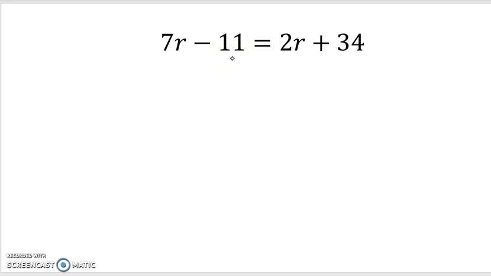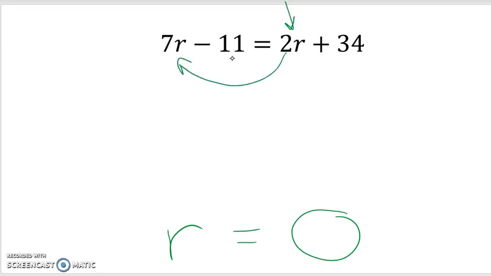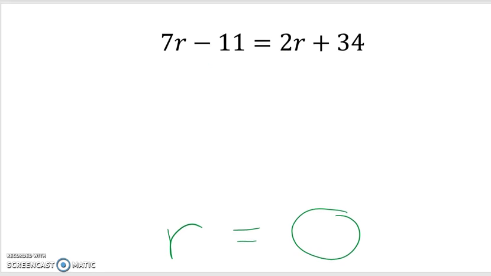So like I said, my goal is to get all my r terms on one side and then my answer on the other side. So this r term will need to move over here, and I usually choose the small one to move to the big one. In order to know which operation to use, it's important to understand that this is a positive 2r. So on this side we have added 2r and we've also added 34. So the opposite of adding 2r is to subtract 2r. So I'll do that on both sides.